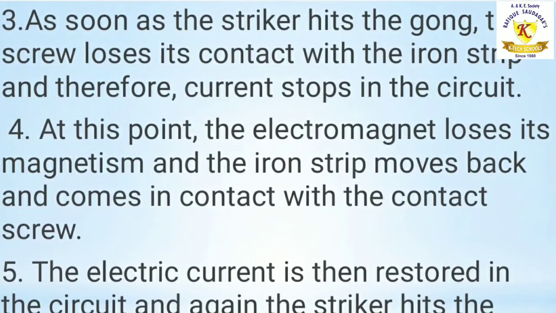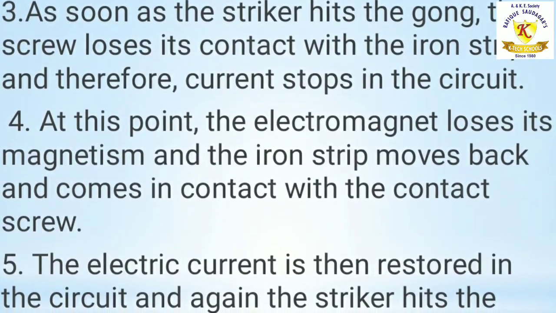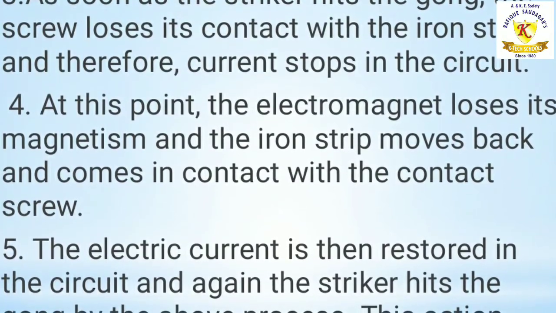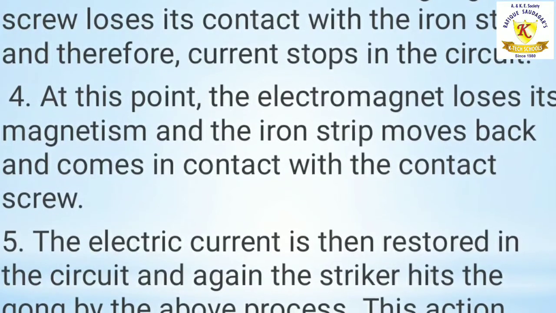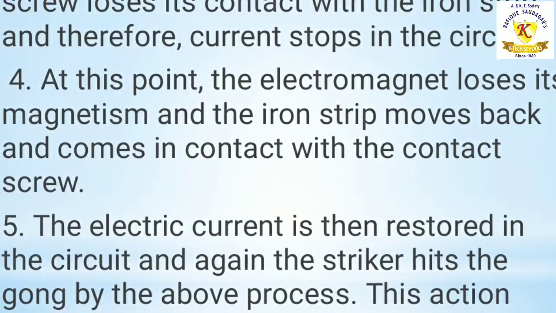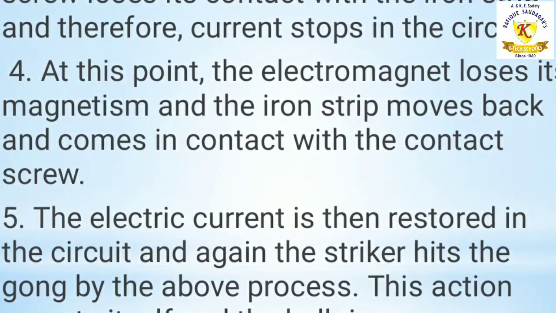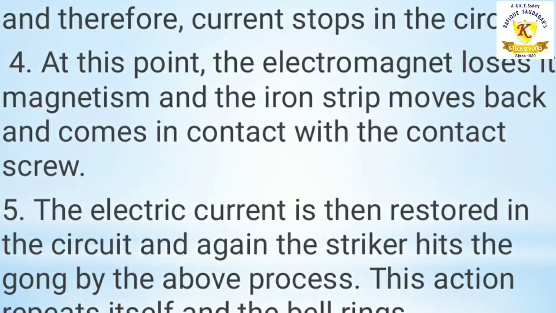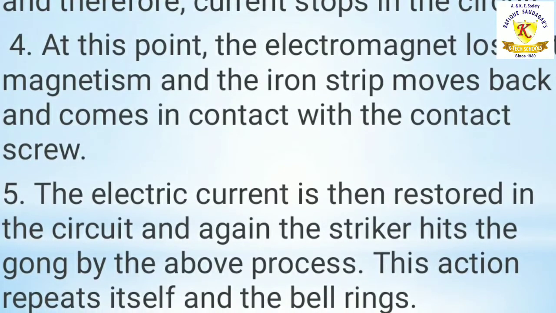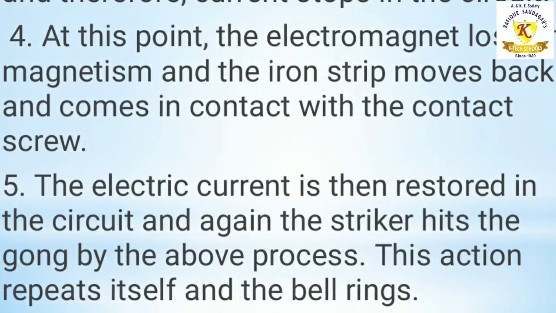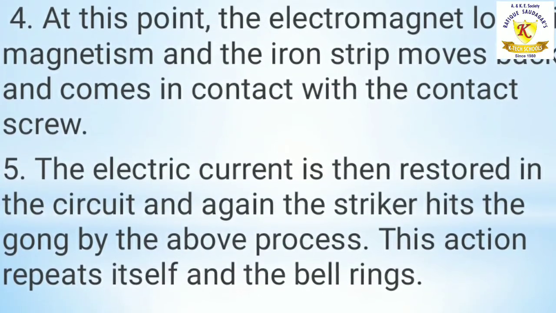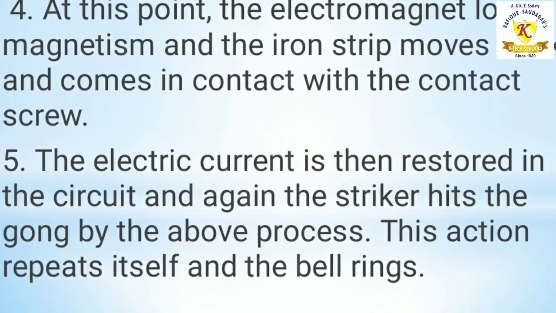As soon as the striker hits the gong, the screw loses its contact with the iron strip and therefore current stops in the circuit. At this point, the electromagnet loses its magnetism and the iron strip moves back and comes in contact with the screw. The electric current is then restored in the circuit, and again the striker hits the gong by the above process. This action repeats itself and the bell rings. Understood, children?